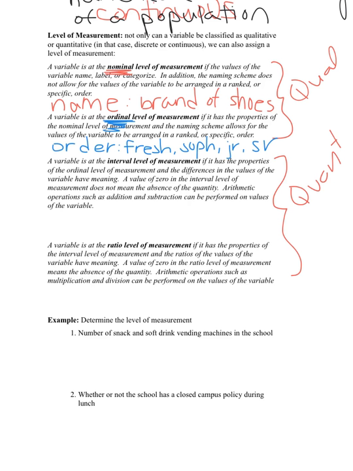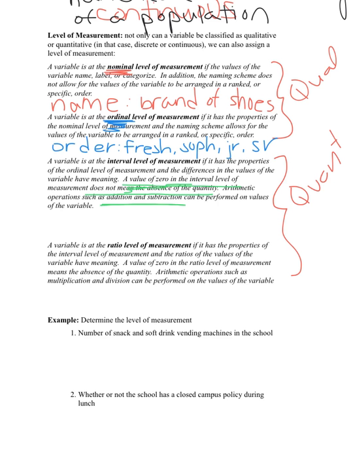Our next level of measurement is the interval level of measurement. It has the same properties as before. This one's a little bit tricky, but very important. A value of 0 in this level of measurement does not mean the absence of quantity. What we can do with these variables is add and subtract them. So what does that mean?